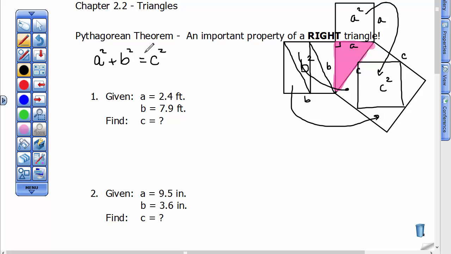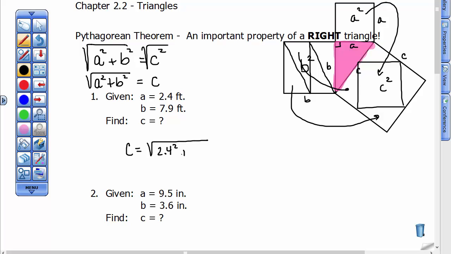Most of us use the Pythagorean theorem by taking the square root of both sides of that equation, so in this case I could find side c by taking the square root of a squared plus b squared. In question number 1, I want you to find side c, and you would do that by taking the square root of 2.4 squared plus 7.9 squared. If you'd like, type on your calculator 2.4 squared plus 7.9 squared and hit enter.